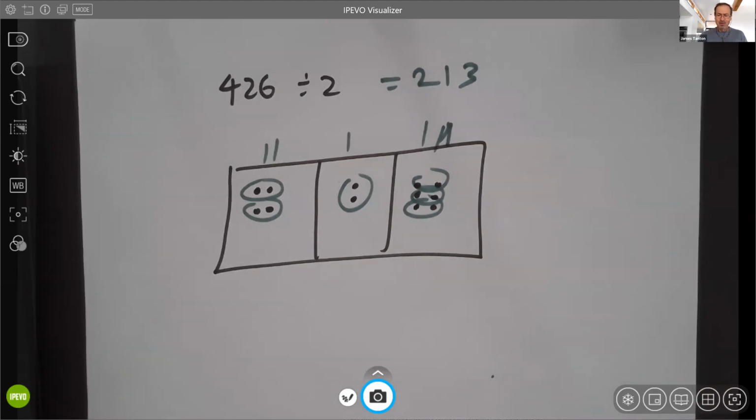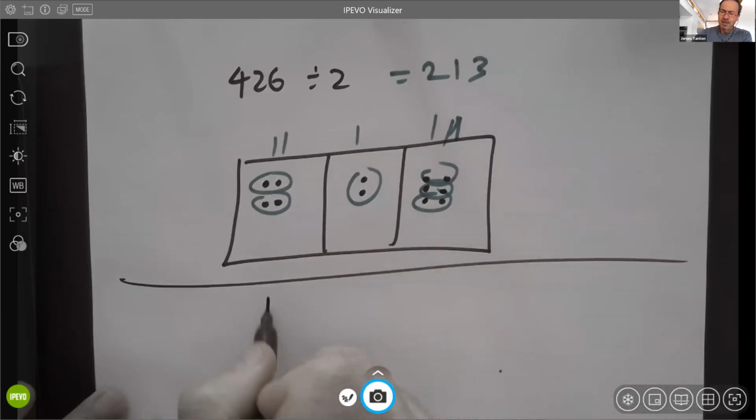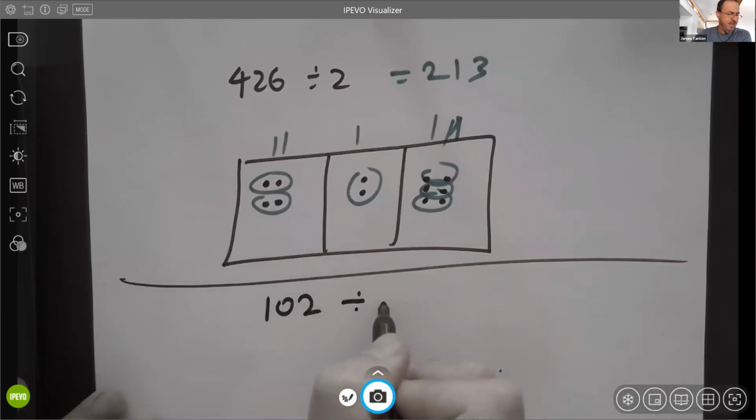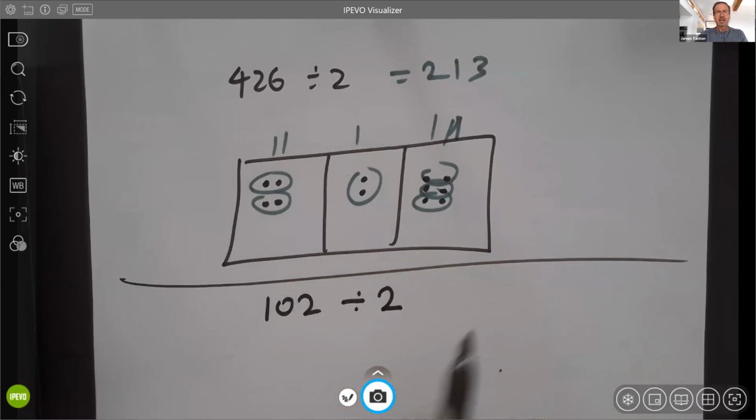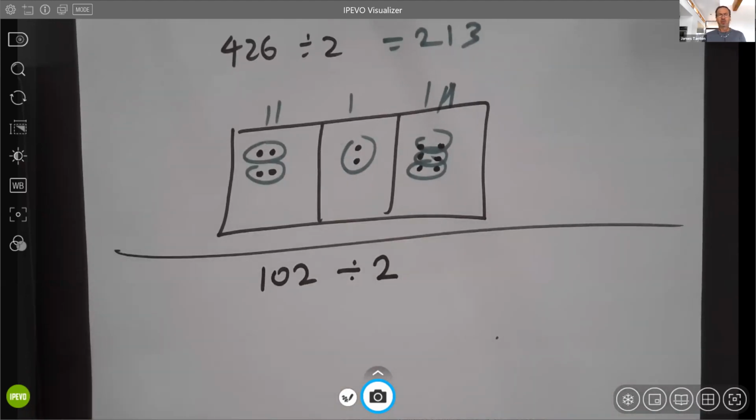Beautiful, beautiful. There is a possible hiccup though. Try this one. What would you have to do for this one, 102 divided by 2? I know the answer is 51, but what's the issue in drawing a picture of that one? And actually, since we're a small group today, feel free to unmute yourselves and just say out loud any thoughts you have about what we could do to possibly handle this beastly one.